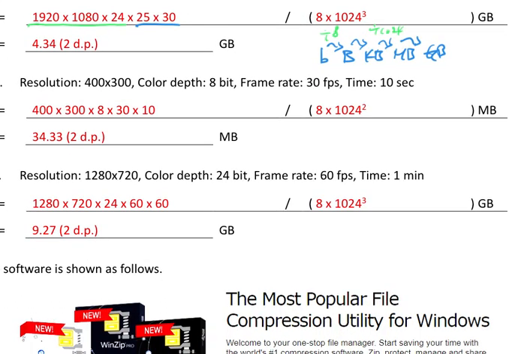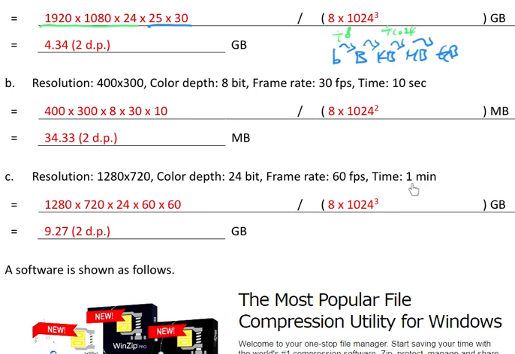And then question C, the time is 1 minute. So remember, we should convert it to second. So 1 minute means 60 seconds. Okay, so you can check the answer. Resolution 1280 times 720 times 24 bits, and then frame rate 60 times 60. And we convert it to gigabyte, so we need to divide by 1024. So by calculator the answer is 9.27 gigabyte.